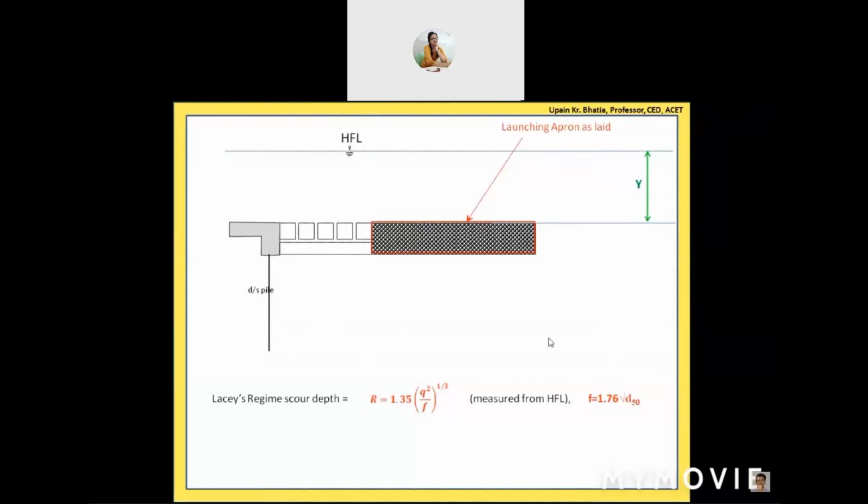If, let us say, the riverbed will be coming up to this level, then from this level to the HFL, this entire depth will be R. Okay, so with this equation you can calculate the regime scour depth.